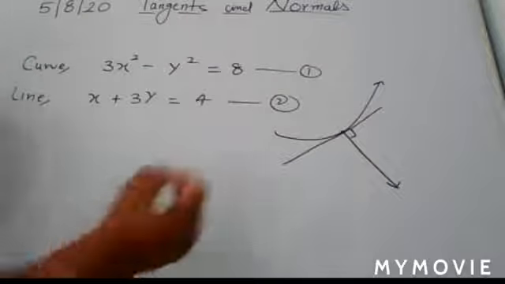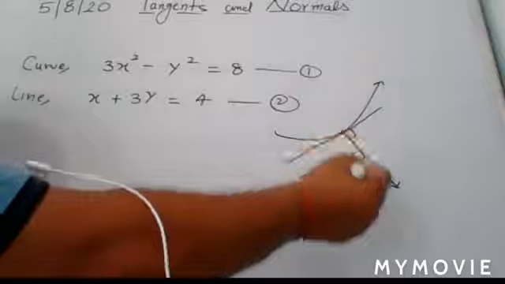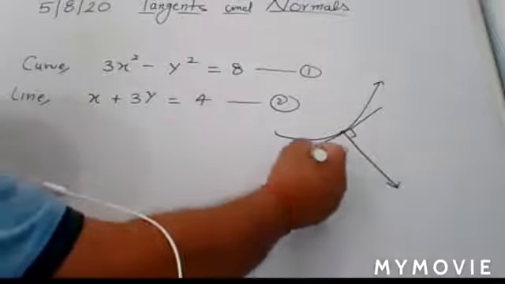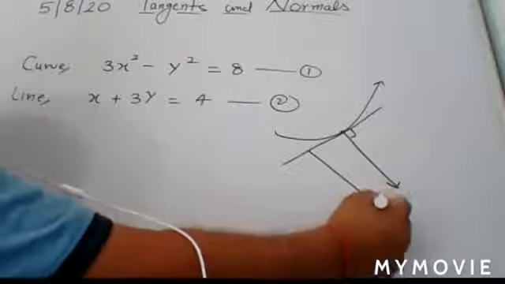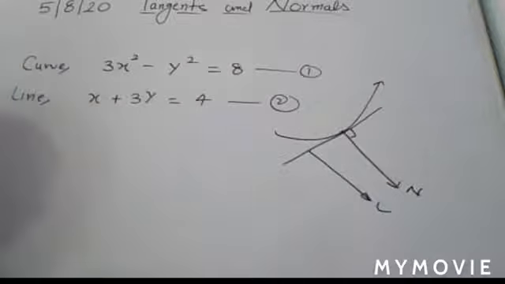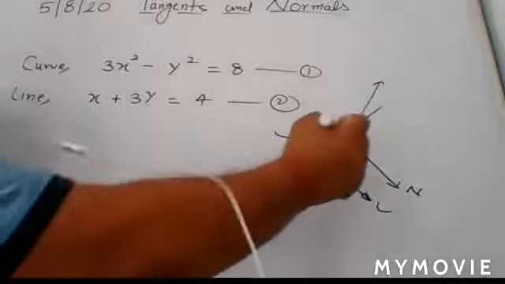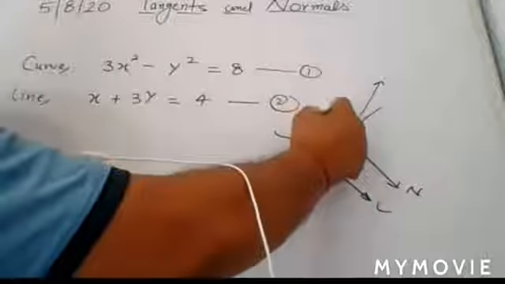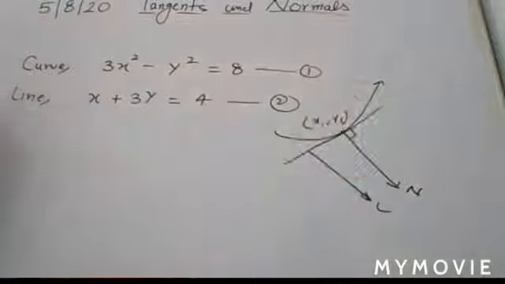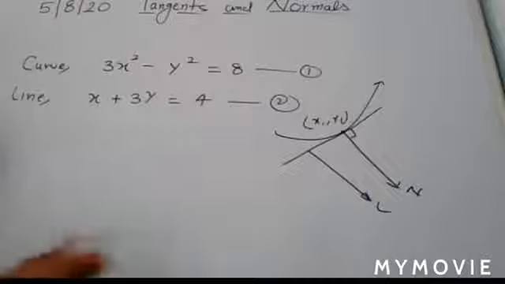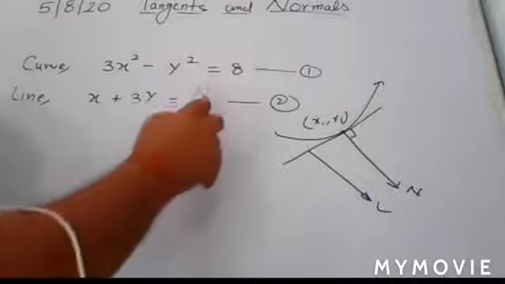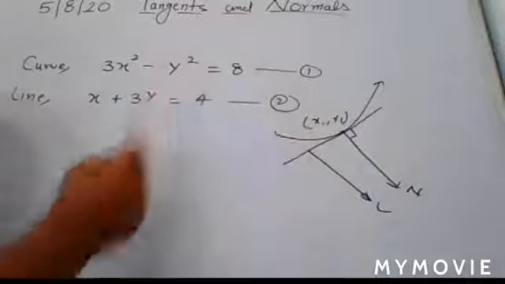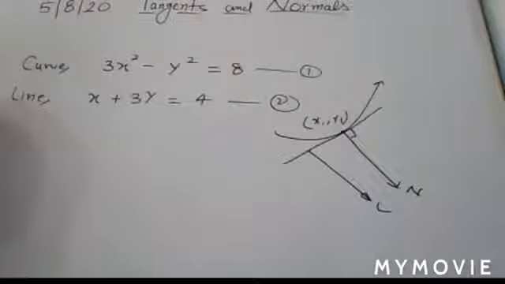Understand? So here the curve is given, and you have to find the equation of normal which is parallel to the given line. So this line is parallel to the normal. How do you find that? First of all, you have to assume any point on the curve, that is your point of contact, x1, y1. That point is common to the curve also.